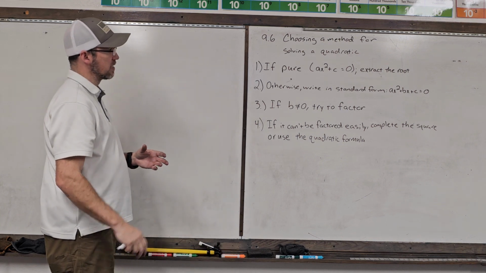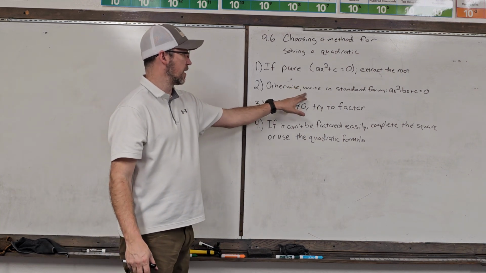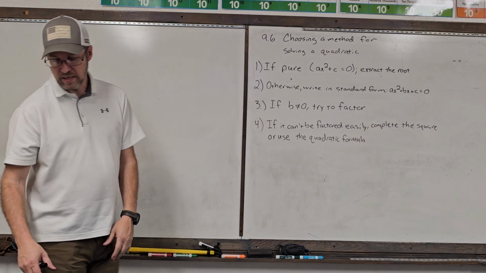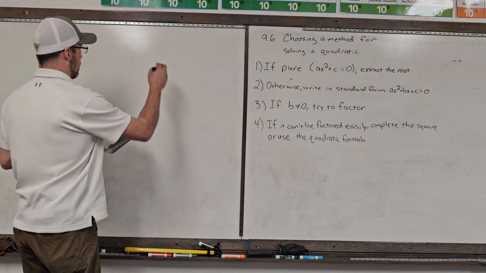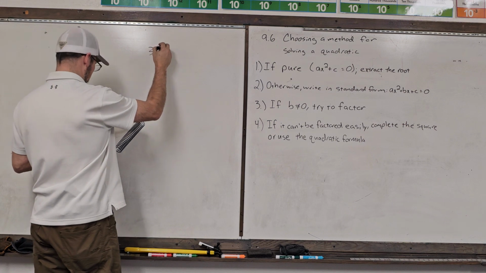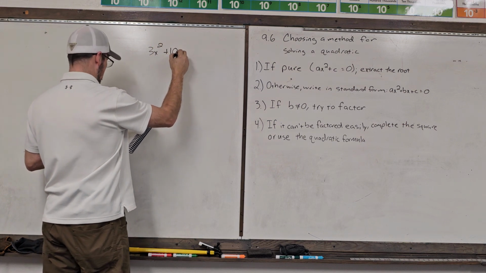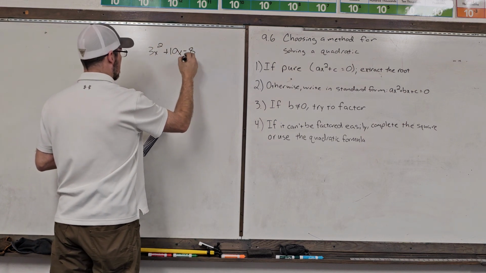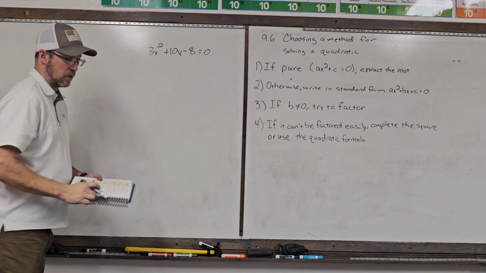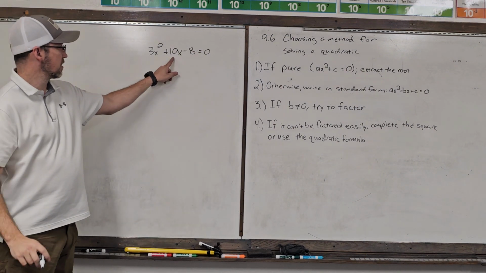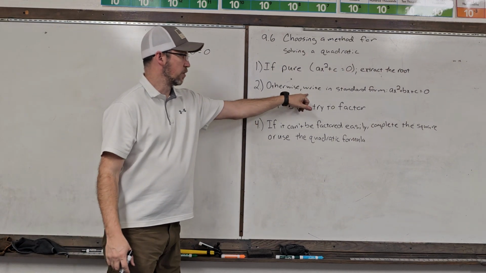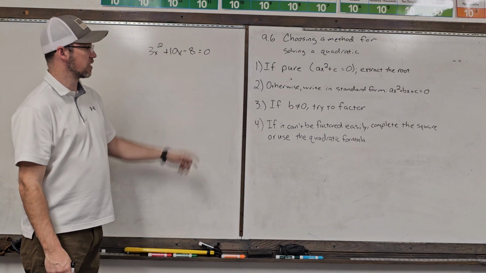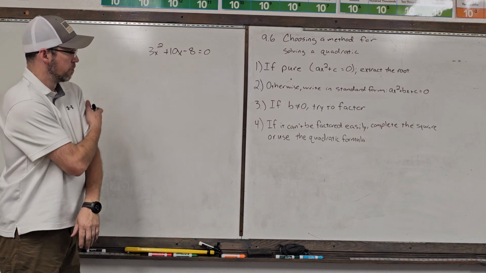If it's not missing the B term, then I'm going to rewrite it in standard form. I'm going to get it set equal to 0. So something like that would be 3x squared plus 10x minus 8 equals 0. In this case, it's not missing the B term. I have a 10 in place of B. I'm going to make sure it's in standard form. It is set equal to 0, so it's in standard form.